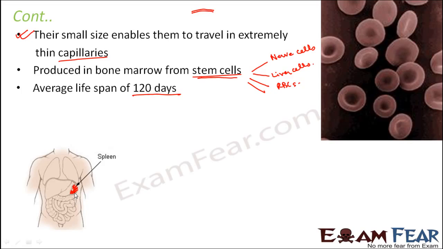Now, since the RBCs die here, you can also call it the graveyard of RBCs, because this is the place where the RBCs die. So this is about the structure of RBC.